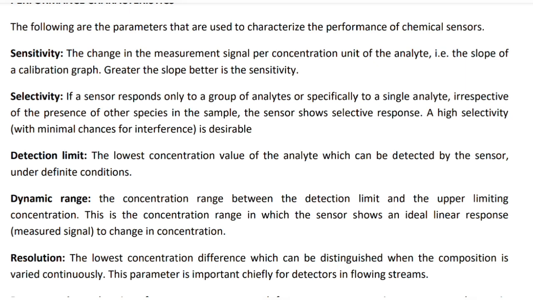So that type of sensors are called sensitive sensors. Greater the slope, better is the sensitivity. If we plot the calibration graph, and the slope of the calibration graph is very large, then that type of sensors are called sensitive sensors. So this is sensitivity. Then the next parameter is selectivity.